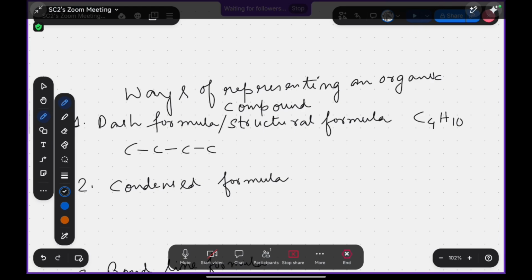My question to you is, I want you to comment down what is the difference between molecular formula and structural formula. What is the utility? What is the advantage of a structural formula? So, suppose I want to represent C4H10. C4H10 is the molecular formula of butane. Suppose you want to draw the structure through the dash method, how will you do it?